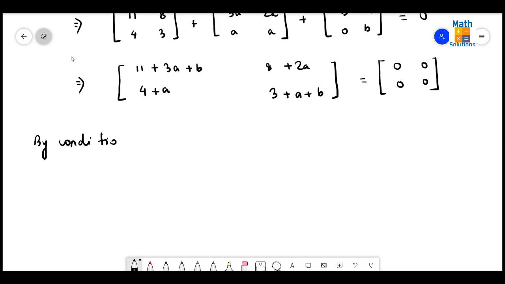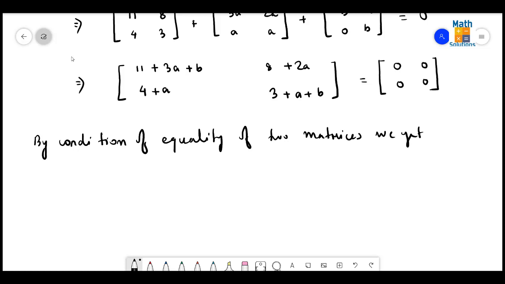By condition of equality of two matrices, we get 11 plus twice A plus B is equal to 0. Corresponding elements on both the matrices will be equal. 8 plus twice A is equal to 0. So from this part itself I can get the result: twice A equals minus 8, so A becomes minus 4.